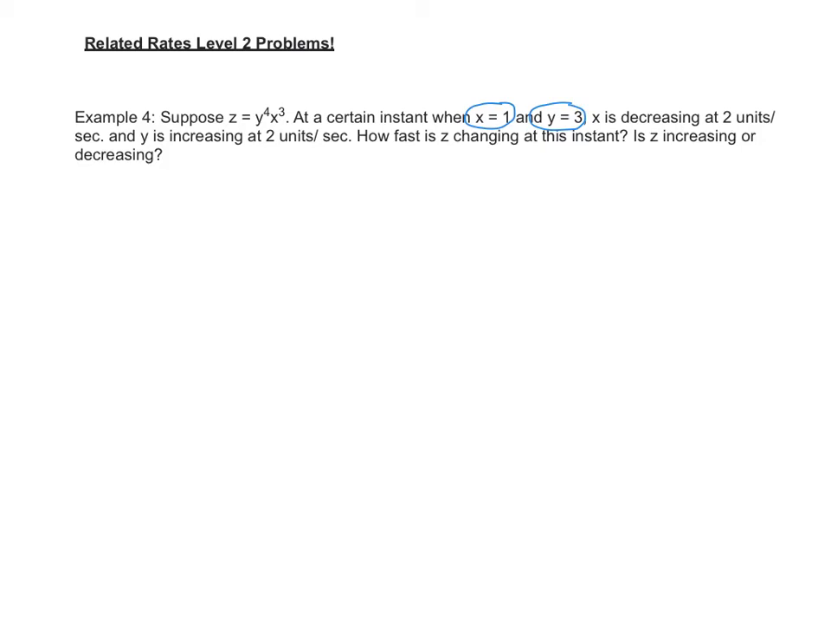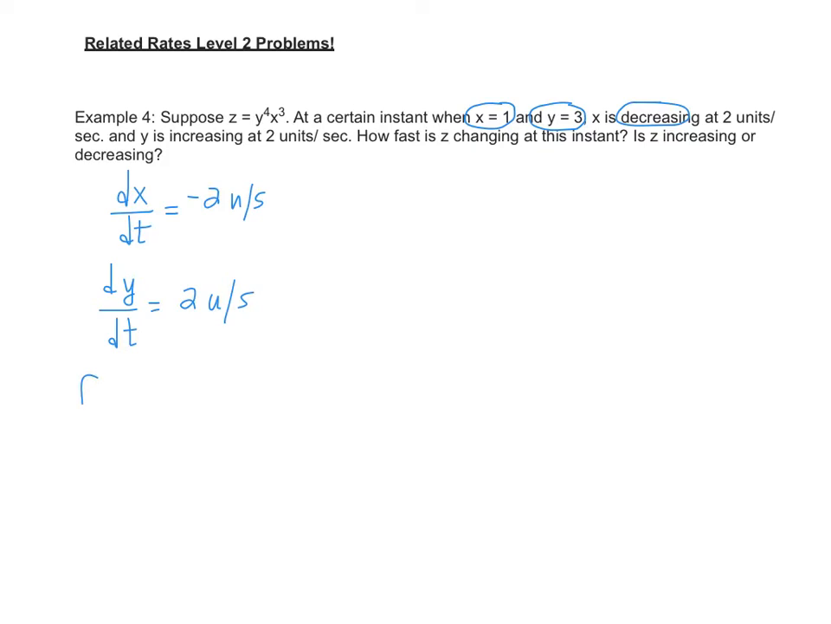We're told x is decreasing at a rate of 2 units per second. So dx/dt would have to be negative 2 units per second, right? Negative because of the decreasing word. And y is increasing at 2 units per second, so that's referring to another rate. So dy/dt is 2 units per second.